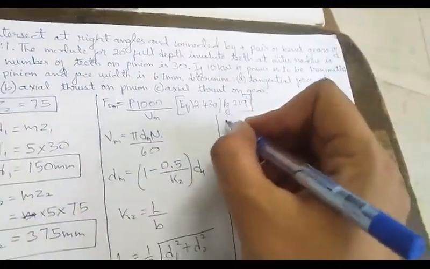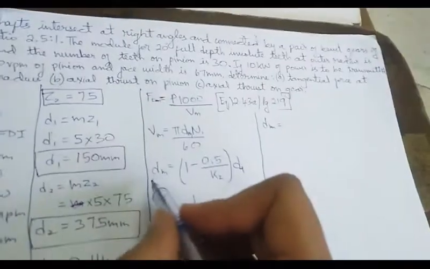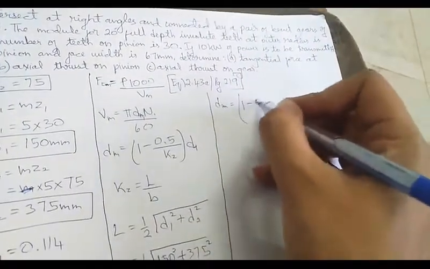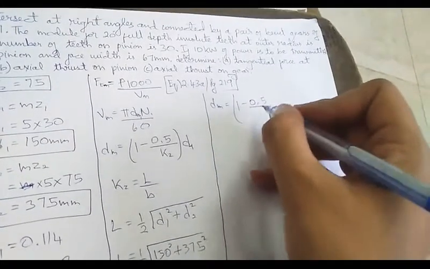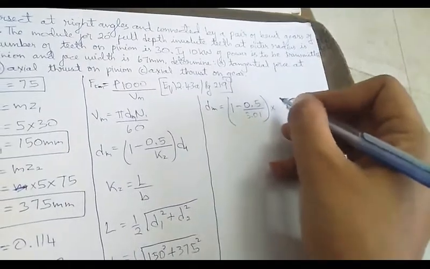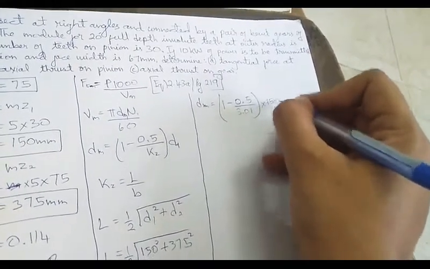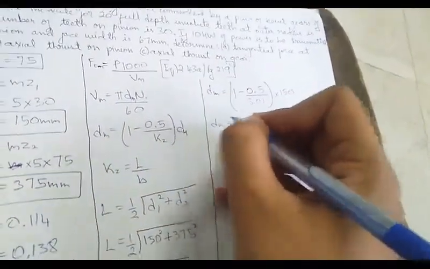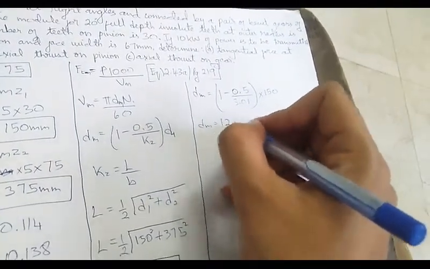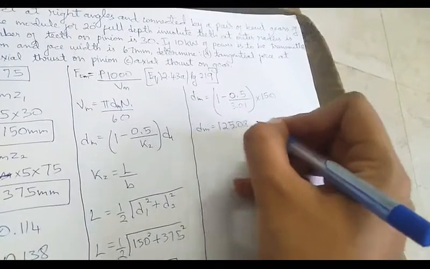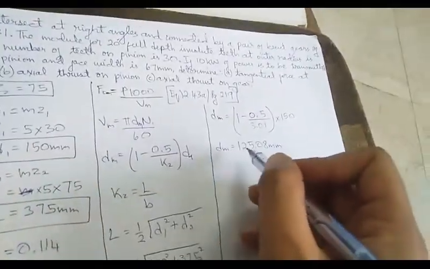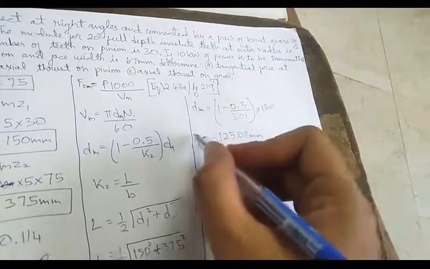Now we'll find the value of dm. dm is 1 minus 0.5 by K2 multiplied by d1, which is 150. So dm is 125.08 mm.